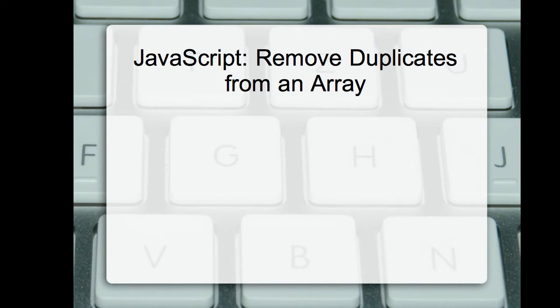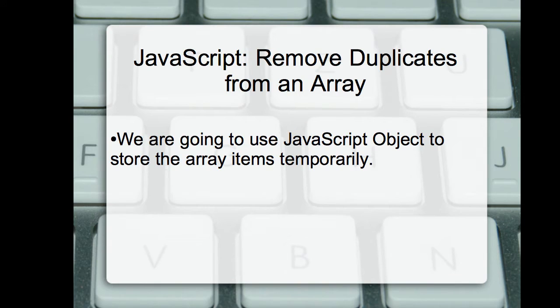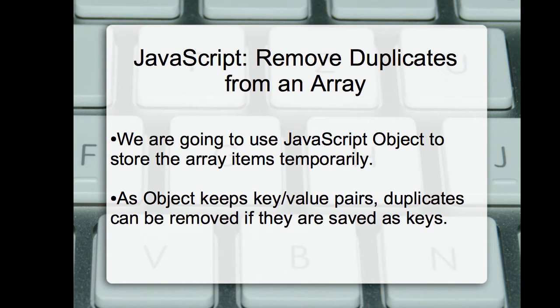Now we are going to see how to remove duplicates from an array. What we are going to do is, we will store the items in the array temporarily in a JavaScript object. You might know that a JavaScript object stores key value pairs. So, if we are able to save the array item as key, we can easily remove duplicates. To illustrate this, check this example.